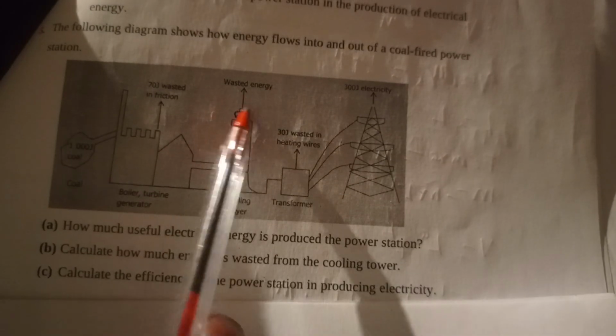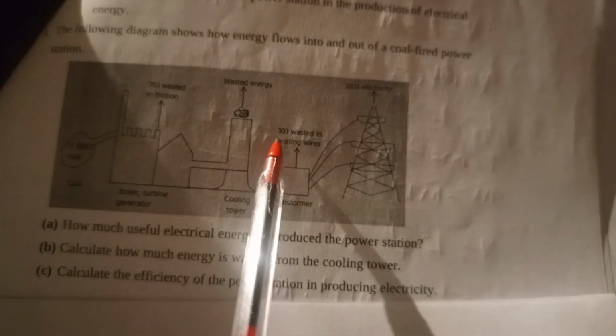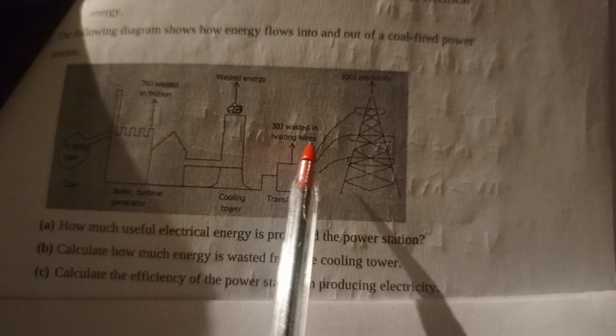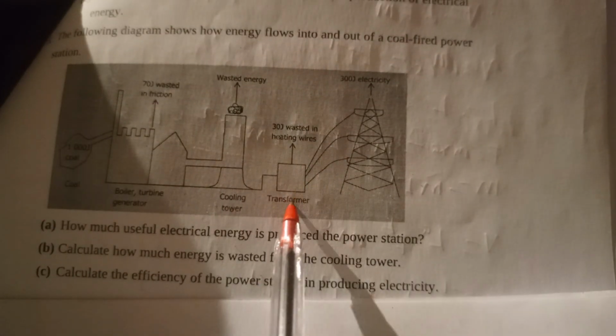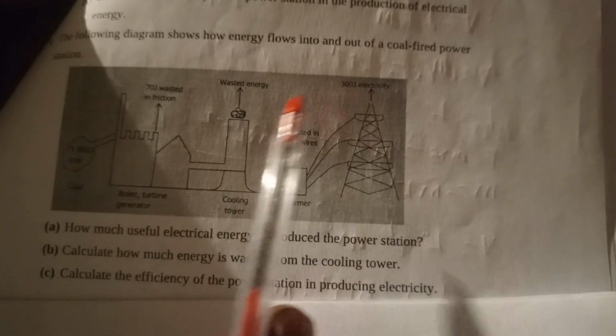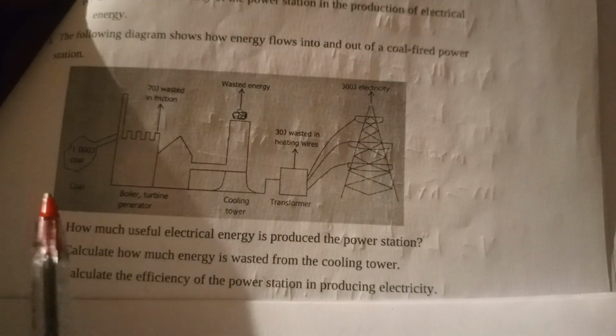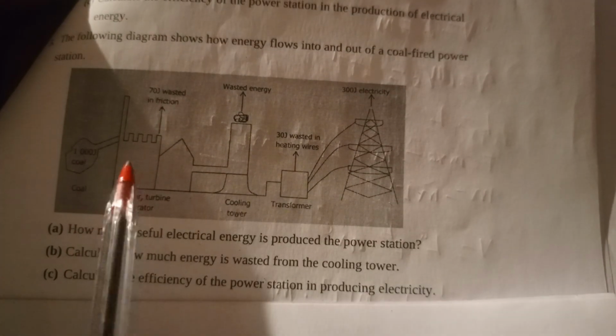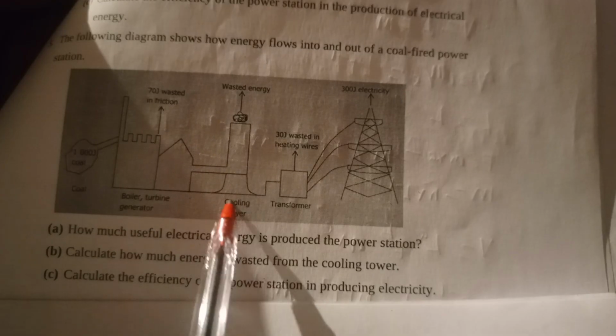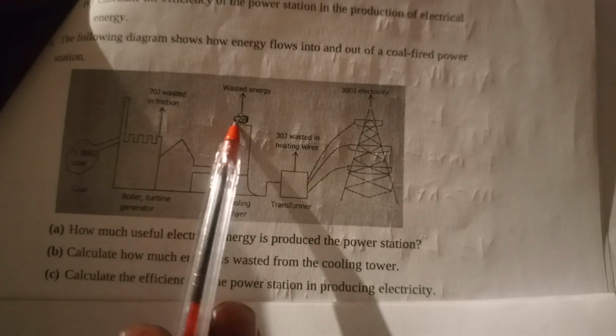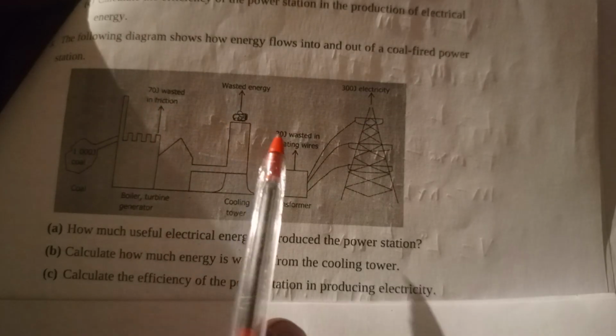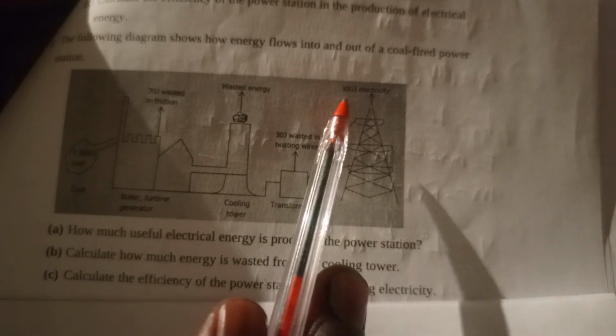As you can see, from here we have wasted energy in the cooling towers. We don't know the energy here. Again, we have 30 joules wasted in heating wires. Then the amount of energy produced is 300 joules, which means some energy was wasted. So to find the energy for the cooling tower, we need to add 70 joules plus 30 joules, and the produced energy is 300.